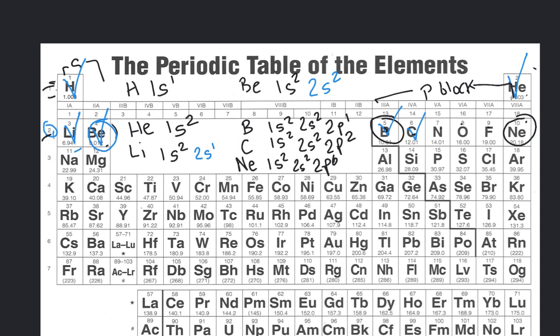And let's add up those electrons. So the 1s2 is 2 electrons. The 2s2 is 2 electrons. That's 4. Plus the 6 in the 2p, that's 10. And you'll see that neon has 10 electrons on the periodic table. So these are some of the electron configurations for some of the first few elements. Let's try a couple of longer ones down the table.